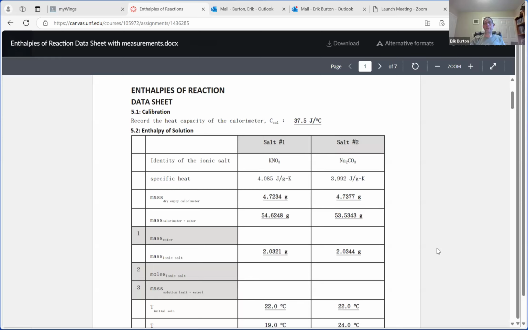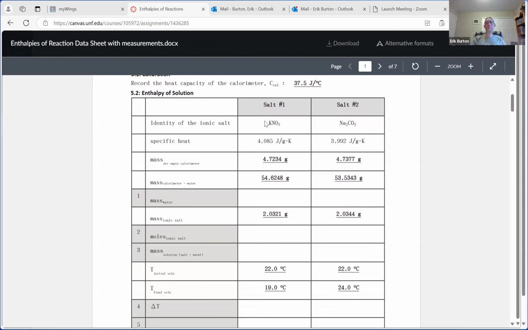Okay, here's the file that you have in the assignment tab in Canvas. This is your data sheet. Notice that here at the top where it says calibration, record the heat capacity of the calorimeter, we've already marked in 37.5 joules per degree C.